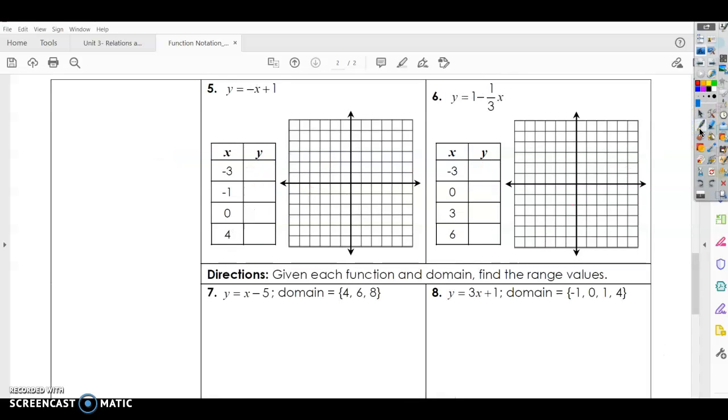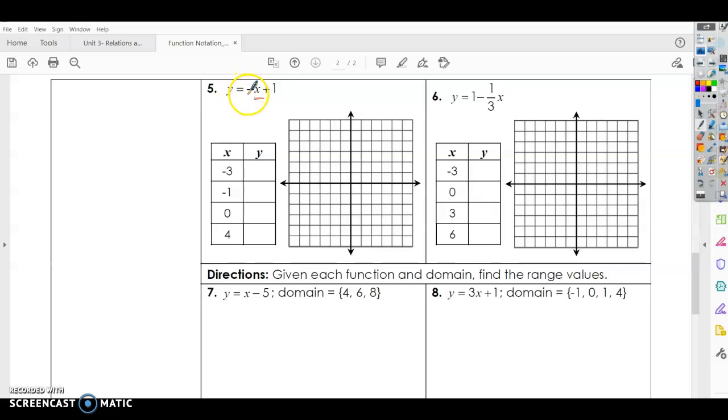I'm going to skip down to number 5. If you look at number 5, again we're given our independent values, our x's, our input values. This time our input values are -3, -1, 0, and 4. I'm going to take each number and plug it in for x again.